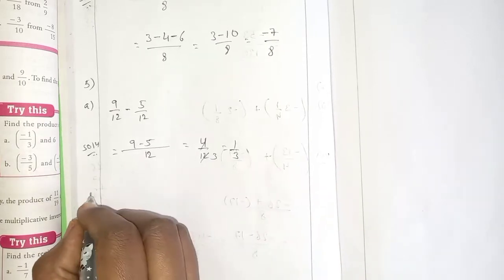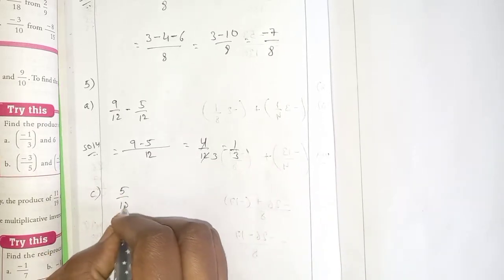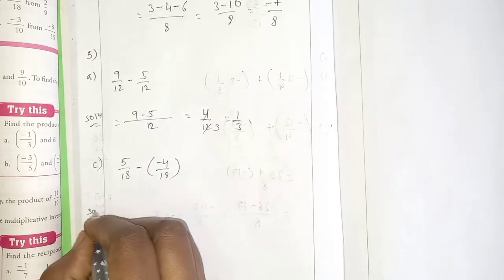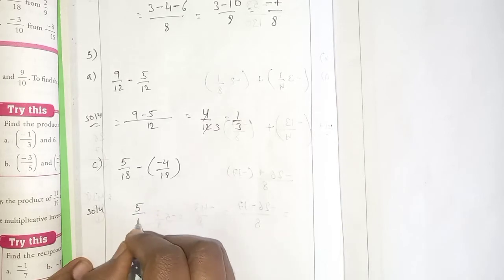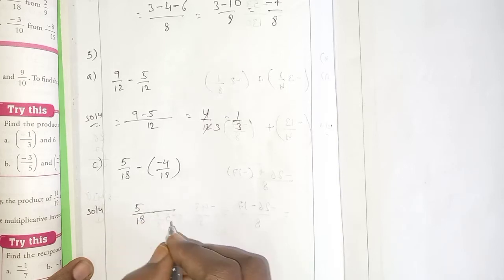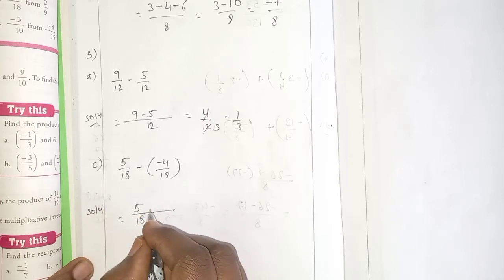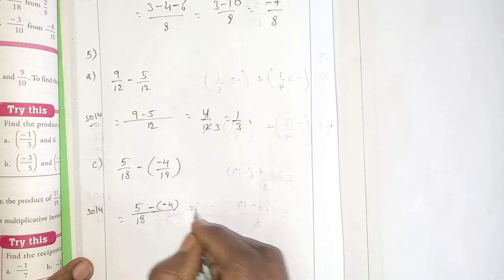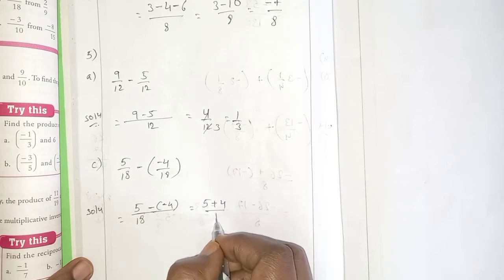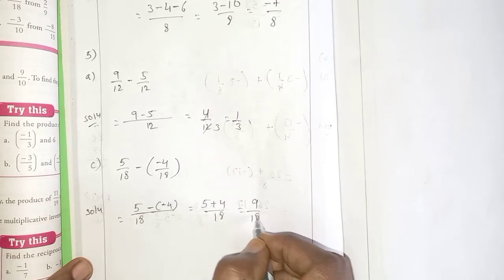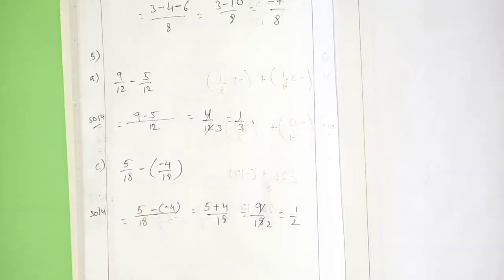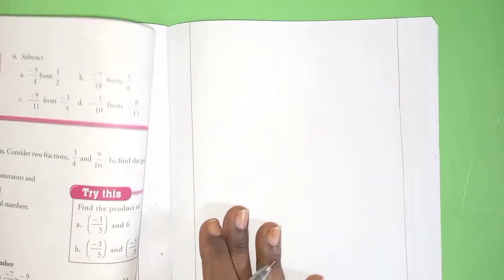Next, let me explain C. 5 by 18 minus minus 4 by 18. Okay, let us take the LCM. 5 minus of minus 4. Minus into minus is plus. 5 plus 4 divided by 18, 9 by 18. 9 ones, 9 twos. 1 by 2 is the answer. Simple. Now, let us move to the sixth one.